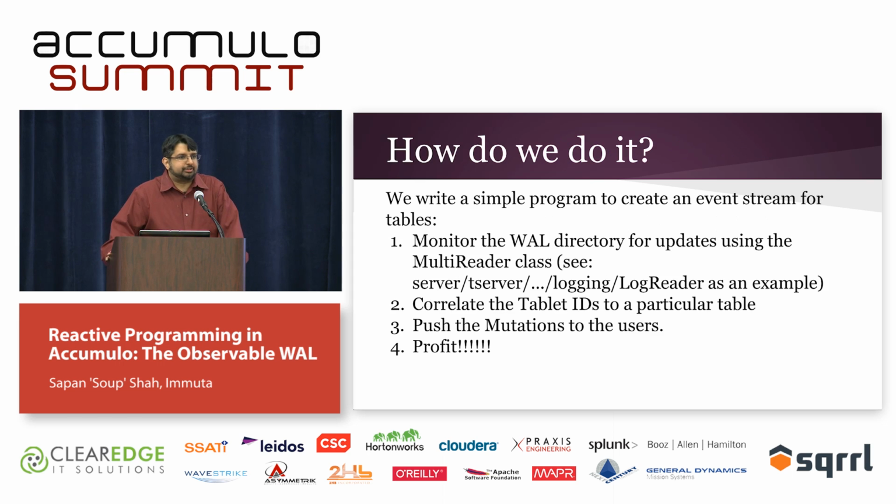All right, so you say, Soup, that's cool. How do we do it? So we want to write a simple program to create an event stream for tables. Basically, 4 steps. Step 1, monitor the write-ahead log for updates using the multi-reader class, or you use the DFS streams class. No big deal. Step 2 is a little bit trickier. You have to correlate the tablet IDs to a particular table. Step 3, you push the mutations to the user. And step 4, let's profit. Sounds easy enough, right? Especially step 4.